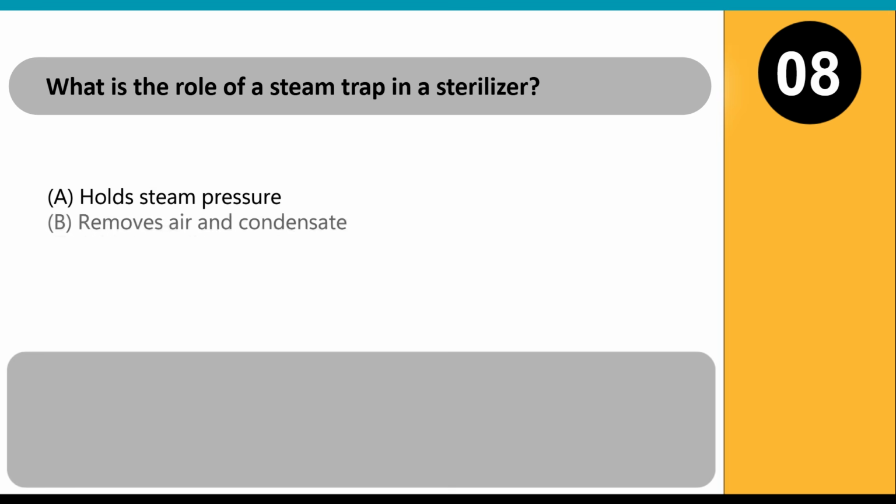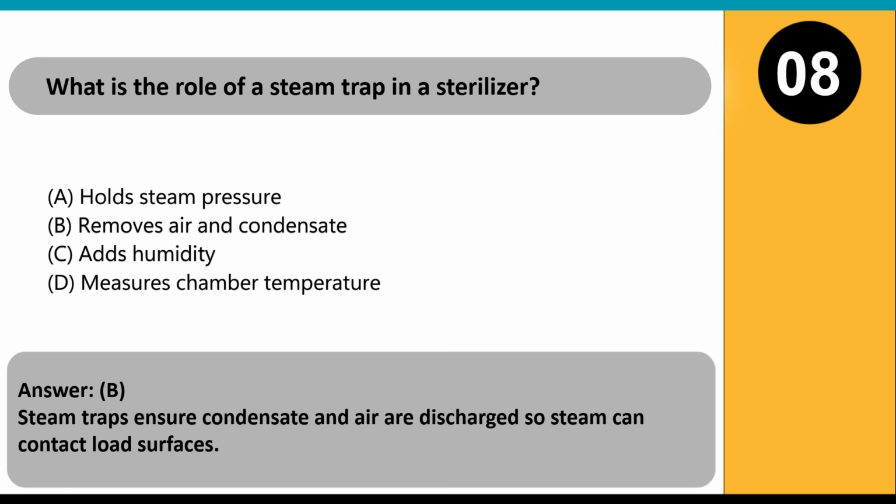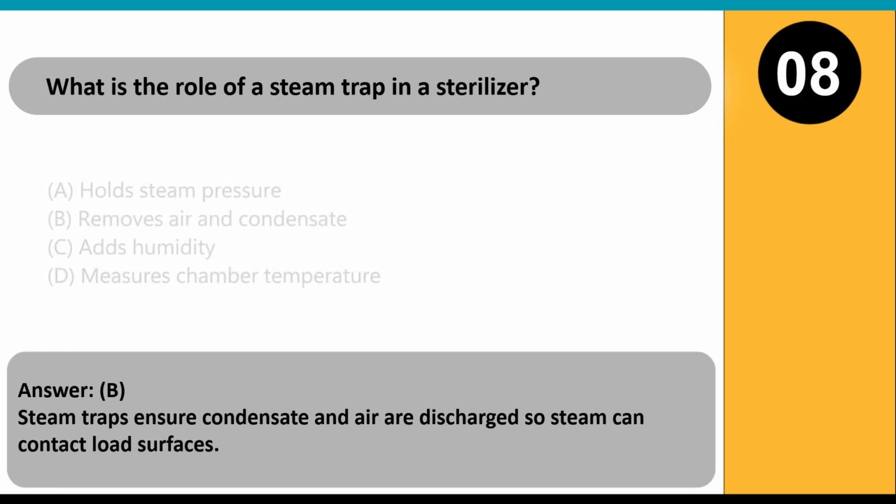What is the role of a steam trap in a sterilizer? A. Holds steam pressure. B. Removes air and condensate. C. Adds humidity. D. Measures chamber temperature. Answer: B. Steam traps ensure condensate and air are discharged so steam can contact load surfaces.